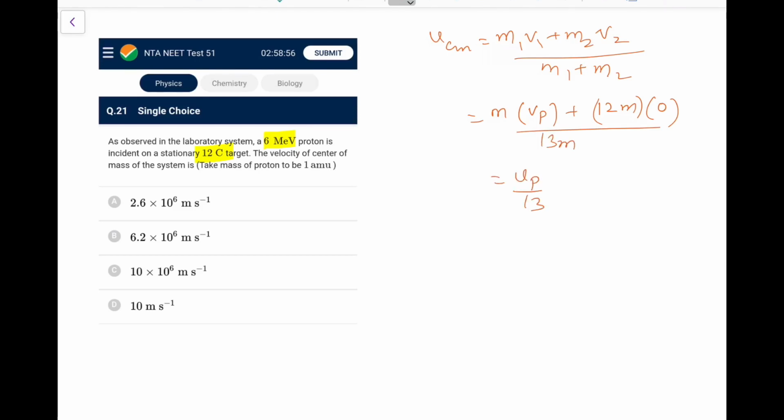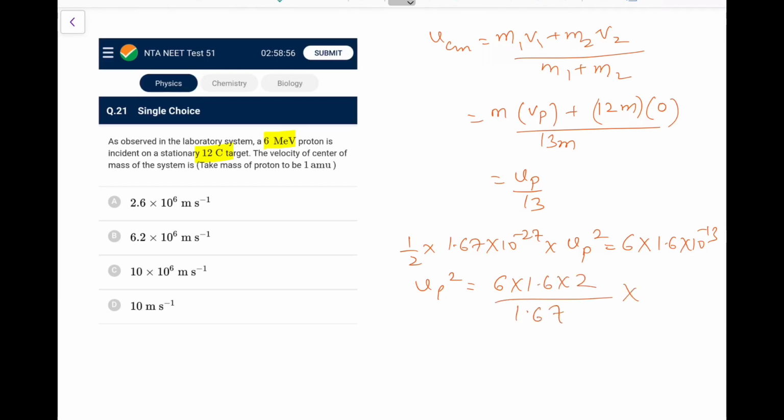So first of all, find out the velocity of proton. Half into 1.67 into 10 to the power minus 27 into Vp square is 6 MeV. MeV means 1.6 into 10 to the power minus 13. So it's a good calculation for you. 6 into 1.6 into 2 over 1.67, and if I take the powers, this is 10 to the power 14. Let's cancel it out. So Vp basically comes out as root 12 into 10 to the power 7. So what you have is root 12 into 10 to the power 7 divided by 13.